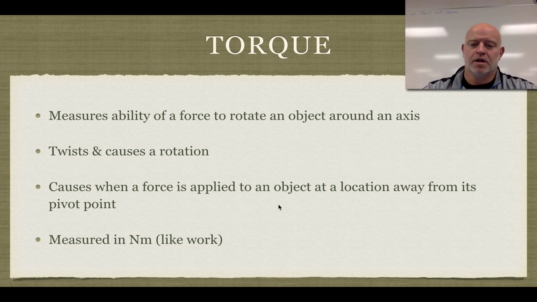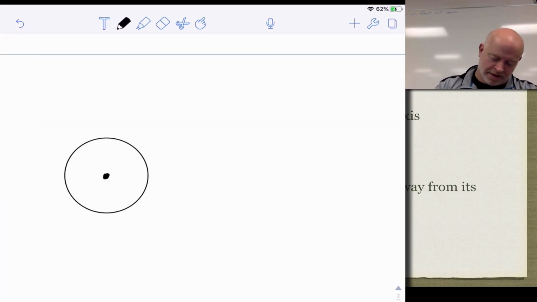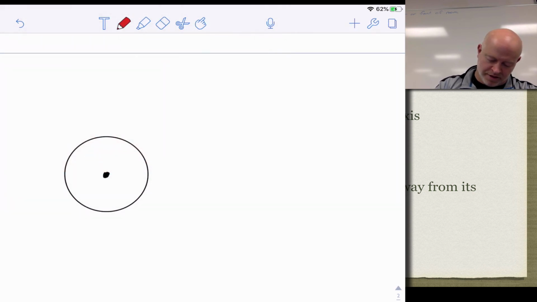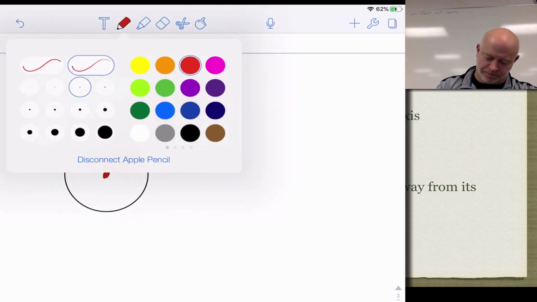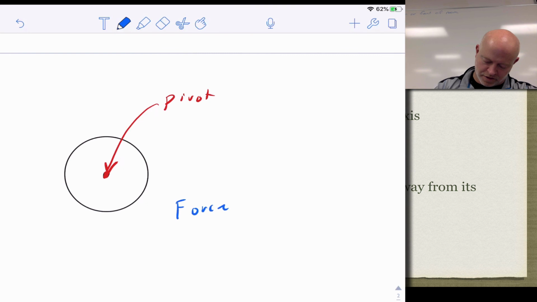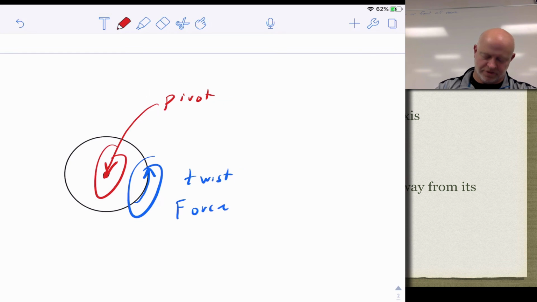Now, one thing we have to be aware of is this third bullet point: the force is applied at a location away from its pivot point. So if we take a diagram of that bottle cap, the pivot point is inside of here. That's where the pivot is happening, so it's pivoting around this axis right here. Now, the force that we are applying to cause it to pivot is out here. So we're applying a force to create that twisting motion out here. So the force is away from the pivot, so there's a separation there.